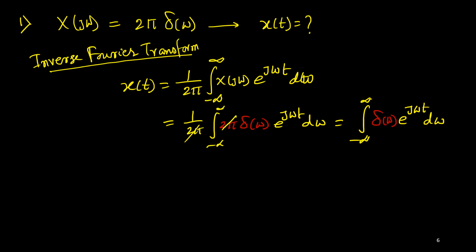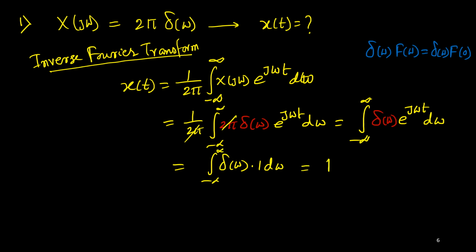So the principle is that for any del of omega and f of omega, we can write del of omega times f of 0 only, because it will exist at 0 only, so we can replace. So what you will get is del of omega, and this value e to the power 0 is 1, and it is d omega. The area under the impulse signal is considered as 1 because it is a unit impulse.